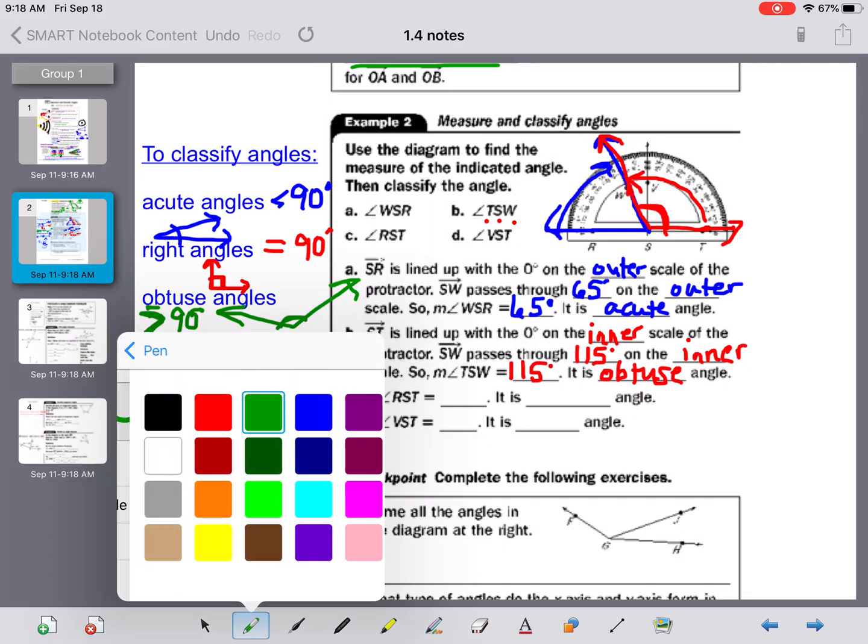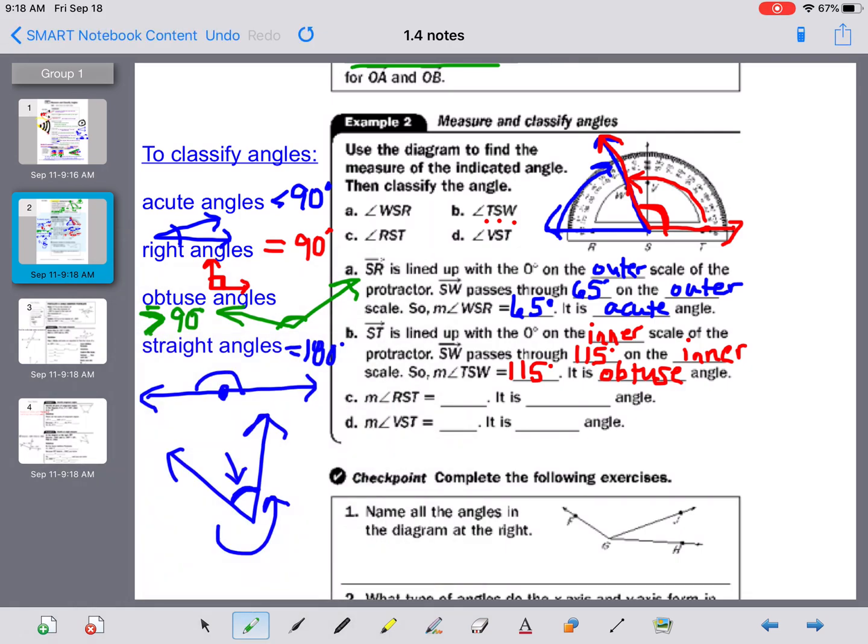All right, next one. We have angle RST. So I go to R to S to T. There's a chance I don't need a protractor for that one. It looks like that one's going to be exactly 180 degrees, and it looks like it's a straight angle, okay? Now, to be honest, which scale do you use? Doesn't matter. They'll both say 180, right?